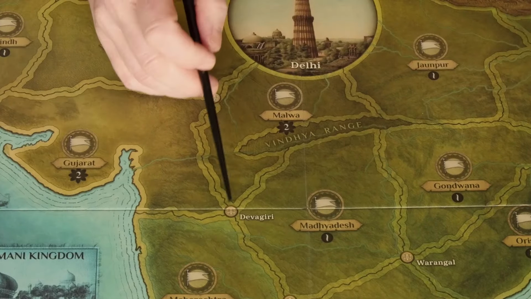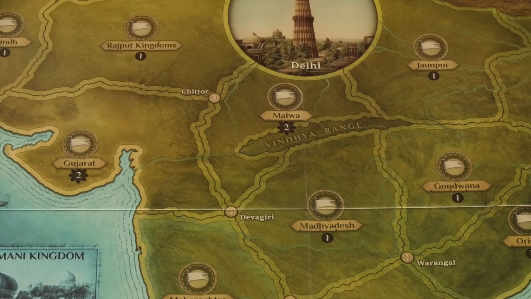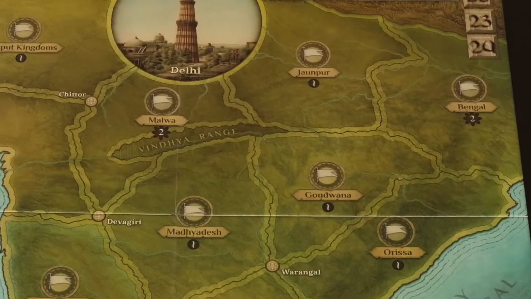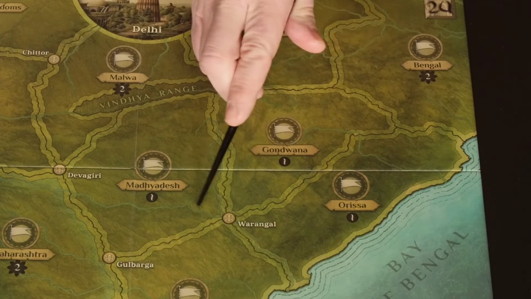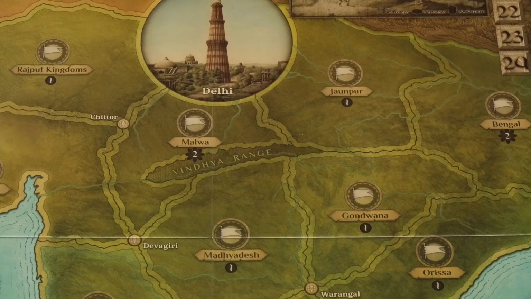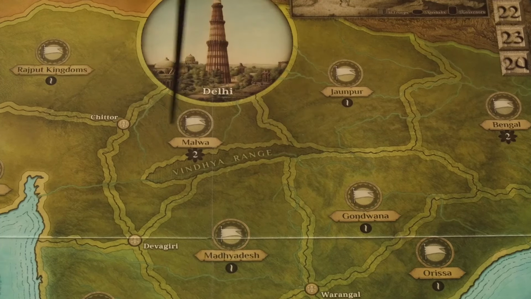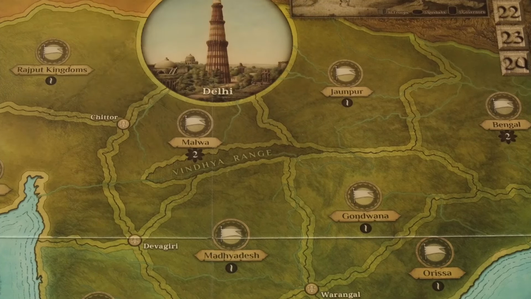Provinces are adjacent to each other if they share a border, including passing through a shared city at a vertex. For instance, Madhya and Orissa are adjacent to each other through Warangal. There's one more special area, the Vindhya range, which cannot be entered by any pieces. It merely acts as a historically important hindrance to movement. Malwa and Gondwana are not adjacent. Neither are Madhya or Jaunpur.